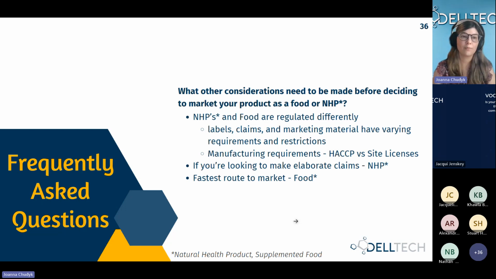The marketing material and any other material you're posting on your website, for example, also need to be compliant with the applicable regulation. The manufacturing requirements also differ significantly between natural health products and food products. Manufacturing requirements for foods include HACCP where required, whereas for NHPs, you need to have a valid site license in Canada for manufacturing any type of natural health product. So typically what we tell clients is if you're looking to market your product with some fancy elaborate claims, you should go the NHP route. There is the pre-approval process that I already mentioned. Depending on your class of product, it can take 60 to 210 days. And if you're looking just to get your product to market as fast as possible, that would be the food pathway, just because there's no pre-approval process that exists for foods in Canada.